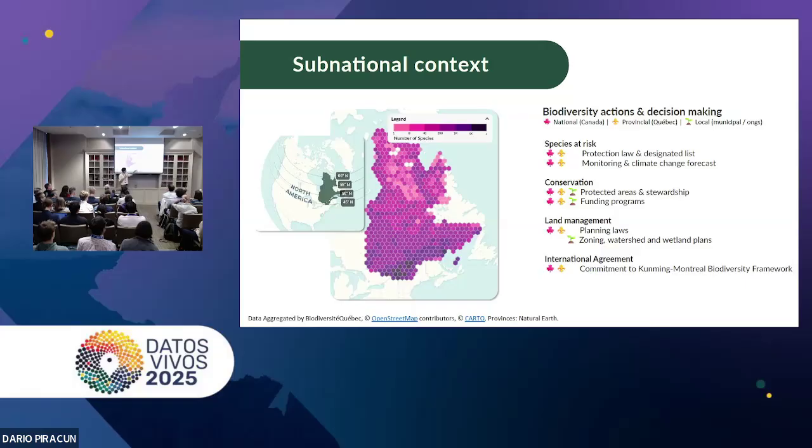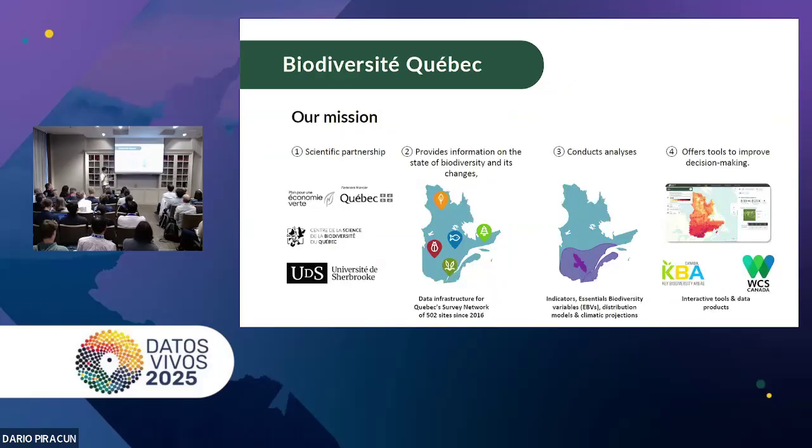And also, in terms of international agreements, both have committed to the Kunming-Montreal biodiversity framework. So they need to track their progress at each level to achieve the targets. Finally, an important level of government is local, where a lot of decisions are made for land management or conservation. So we at Biodiversity Quebec take that into account.